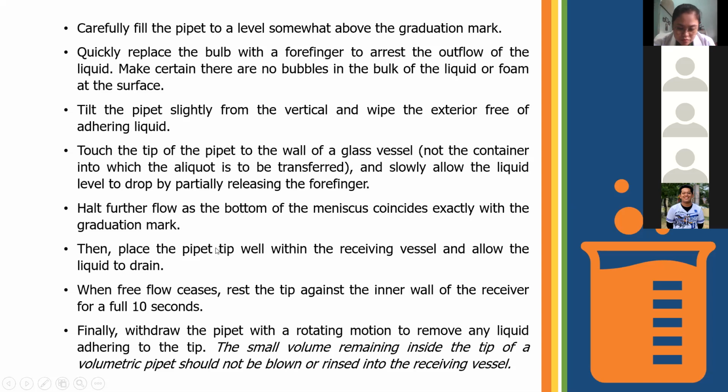Halt finger flow as the bottom of the meniscus coincides exactly with the graduation mark. Then place the pipette tip well within the receiving vessel and allow the liquid to drain. When free flow ceases, rest the tip against the inner wall of the receiver for a full 10 seconds. And finally, withdraw the pipette with a rotating motion to remove any liquid adhering to the tip. The small volume remaining inside the tip of a volumetric pipette should not be blown or rinsed into the receiving vessel.